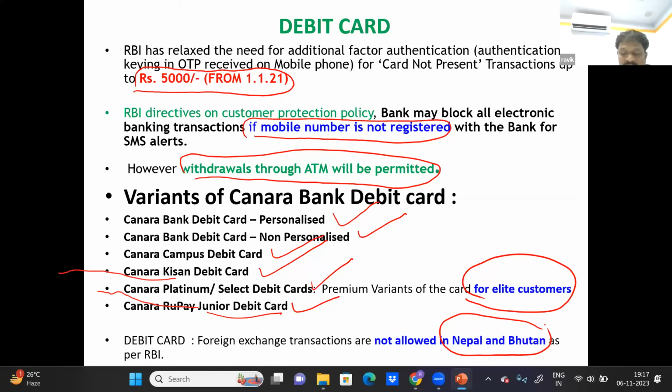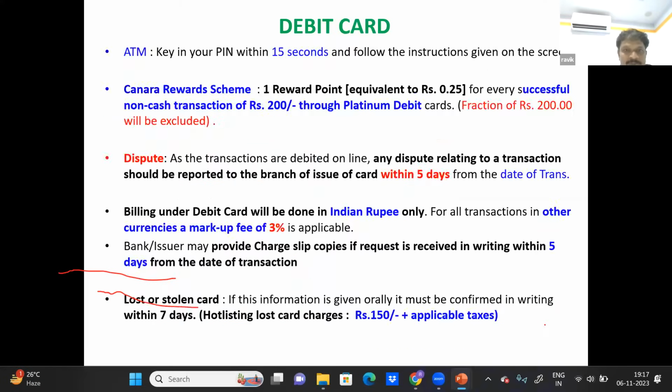Okay, Nepal and Bhutan, forex transactions are not permitted through debit card. At the ATM, whenever you give your PIN, how much time will the system allow you to do the transaction? Maximum 15 seconds. Key in your PIN and follow the instructions within 15 seconds. If you are not giving instructions within 15 seconds, it will log out.